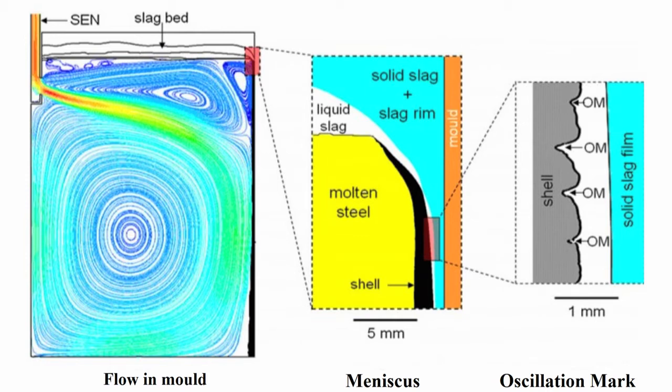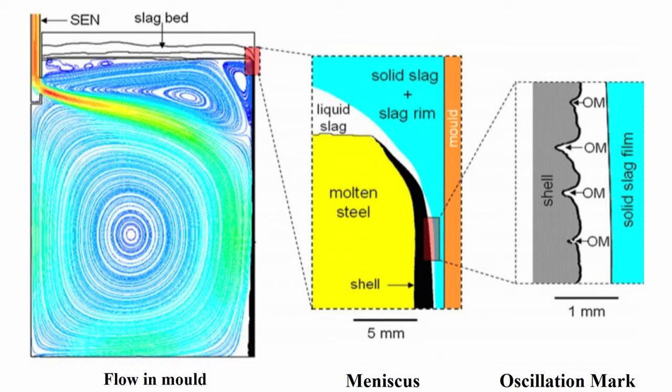But if these oscillation marks are quite deep, then they will constitute a defect on the solid cast material. So, we have to be rather careful about how the oscillation marks become deep. We should not allow them to become deep. So, what are the factors which will control the depth of the oscillation marks? That is what today I am going to discuss with all of you.